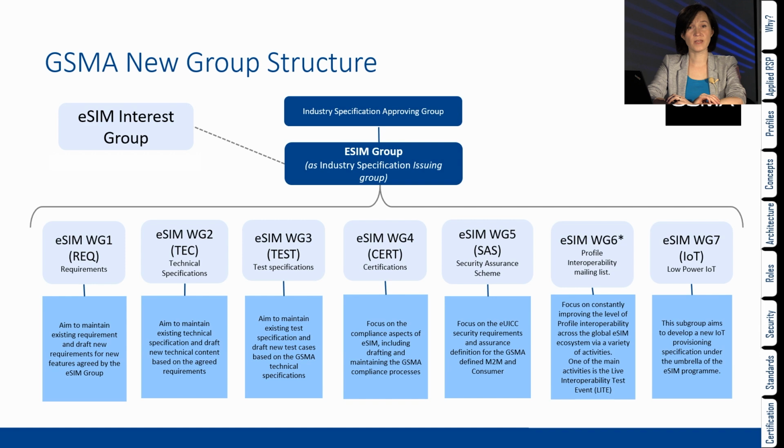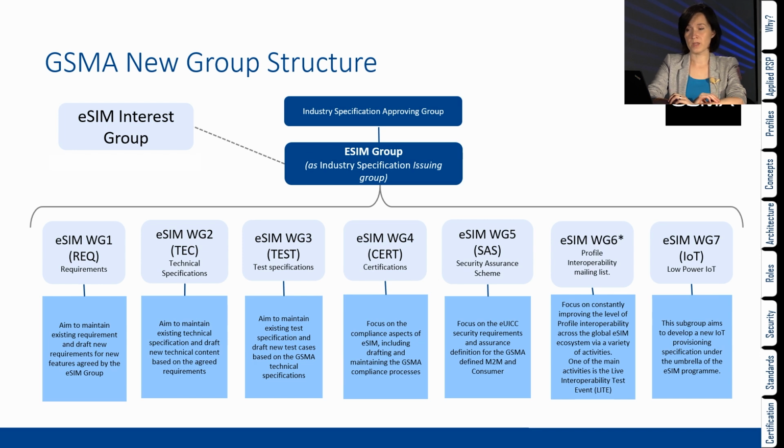Okay, after the test specification is in place, the tests are ready. Then it goes to the certification group, or working group 4, the CERT group. This group focuses on the compliance aspects of the eSIM, including drafting and maintaining the GSMA compliance processes. Actually, this group is responsible for defining how to certify your product: what the required specifications are, which tests have to be run and when and where, and what the responsible certification body is.